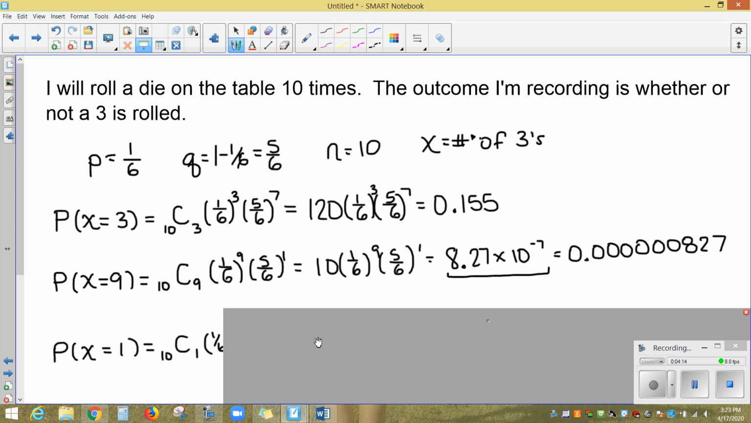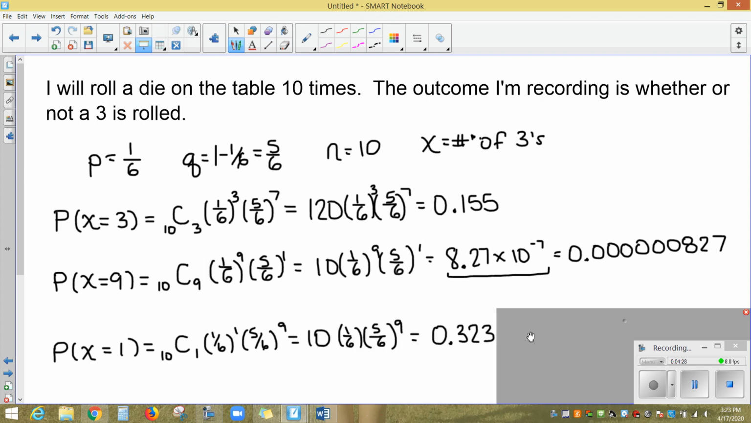Now the probability that we would roll 1 3 and 9 of something else is a little bit more likely to happen. Here is the expression that you'll look at, and when you multiply that out, about a third of the time, if I rolled a die 10 times and you did, and your neighbor did, and everybody in the class did, about a third of us would end up with exactly 1 3.